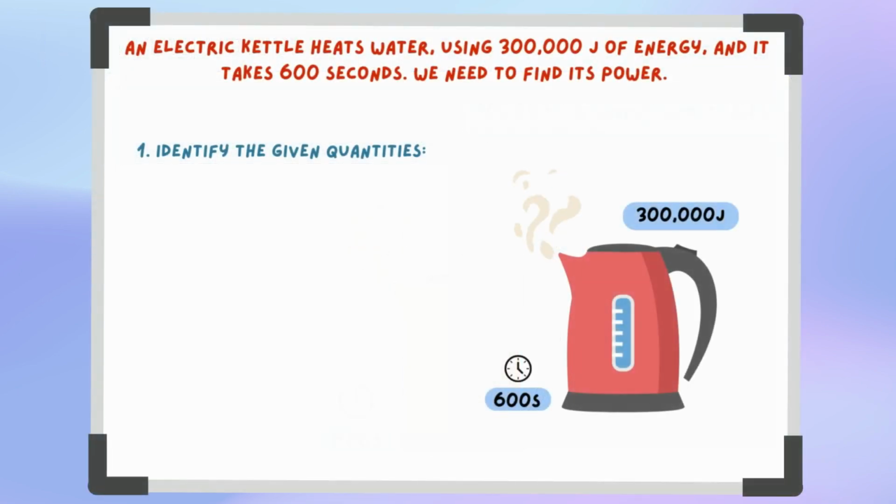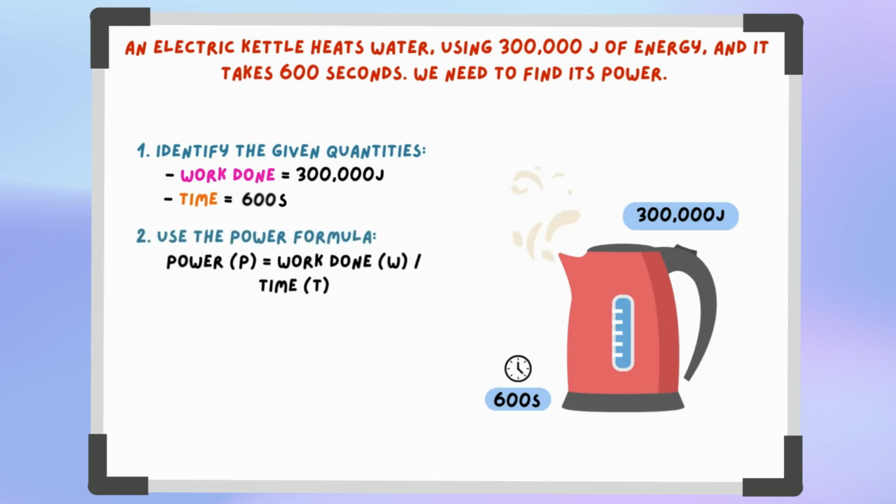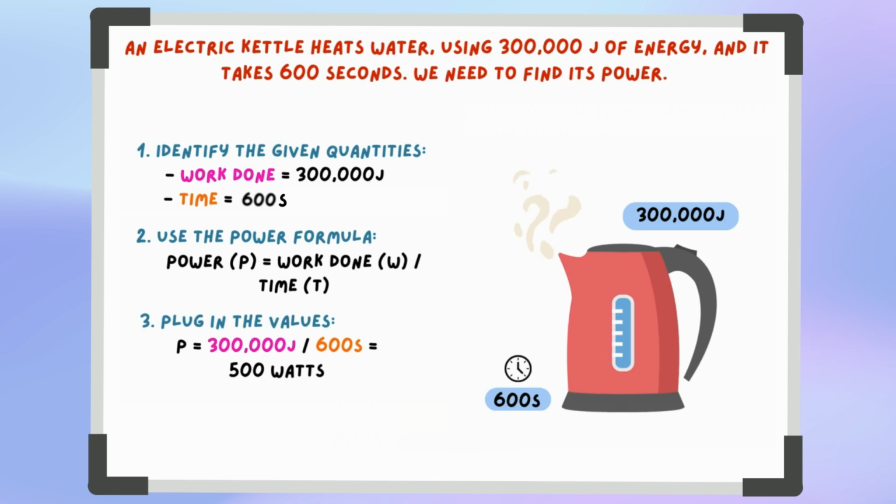First, identify the quantities provided and their units. The work done is 300,000 joules and the time is 600 seconds. Next, we apply the power formula. Power is equal to work done over time. So subbing in the numbers we get, power is equal to 300,000 joules divided by 600 seconds, which equals 500 watts. So this is a 500 watt kettle.